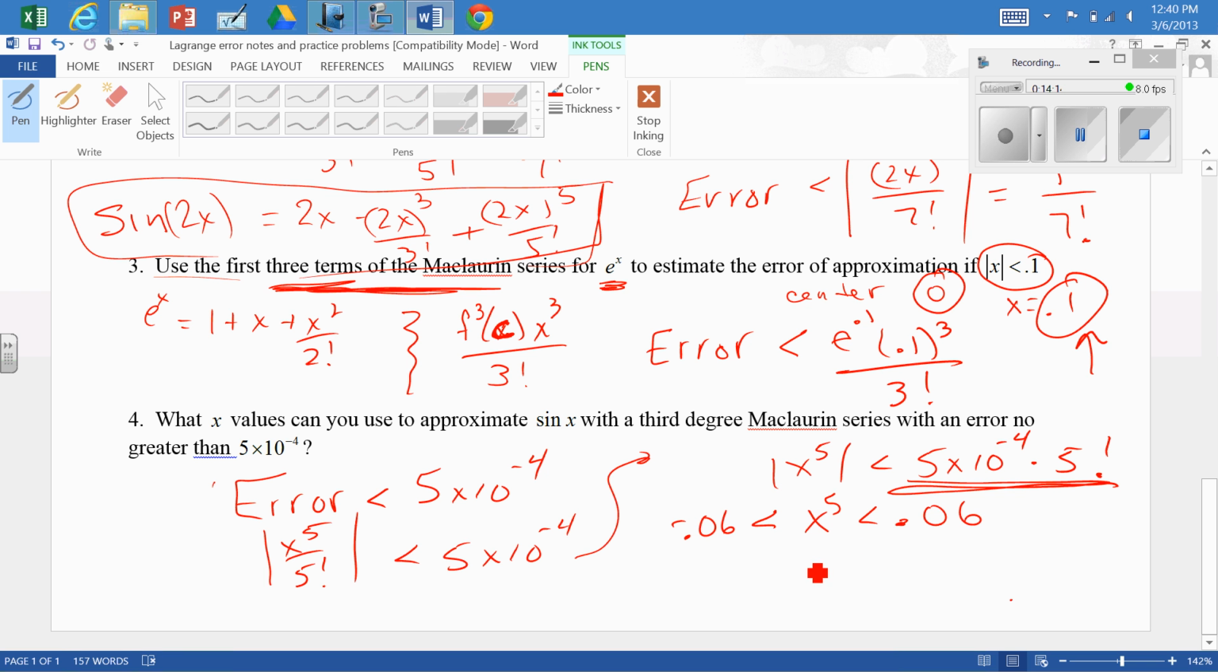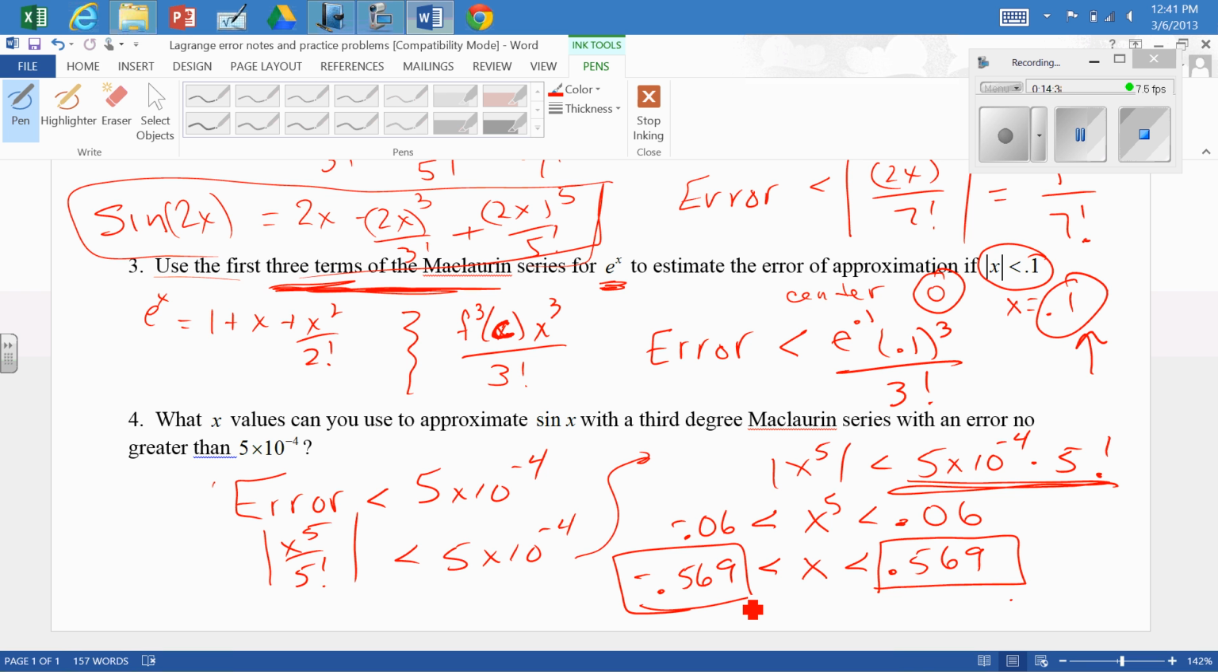I forgot. Okay, so now we're going to take the fifth root of both sides, and we get x has to be less than 0.569 and greater than negative 0.569. What this is telling you is that you can plug any values between negative 0.569 and 0.569 in for your Maclaurin series for sine x. You can plug any number between those and you go to the third degree and you will get an error that is not going to be any bigger than this number. Okay, I hope that straightened it out.